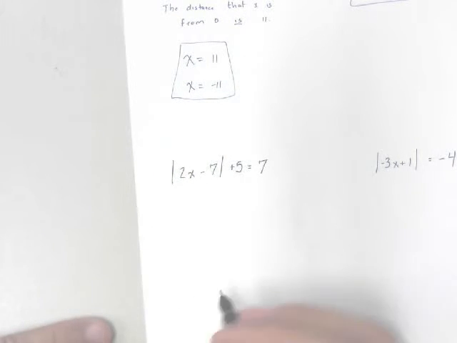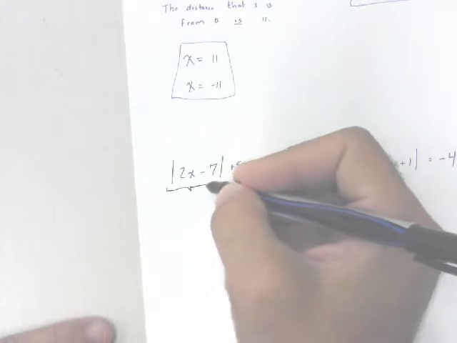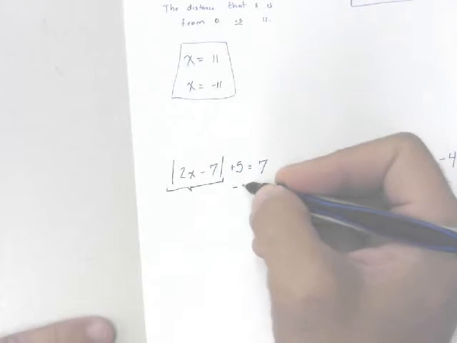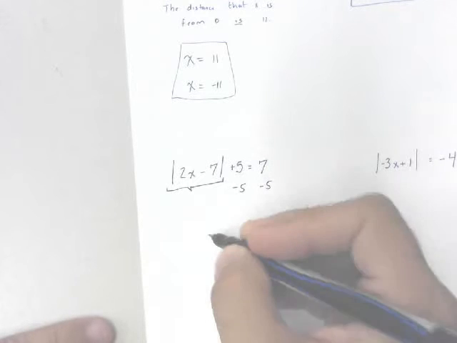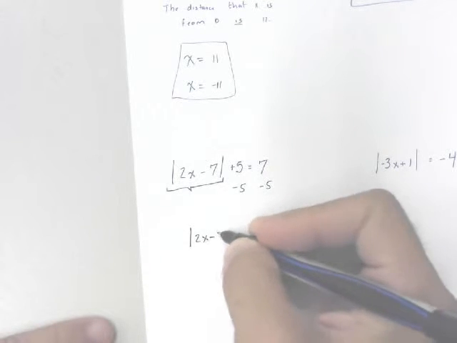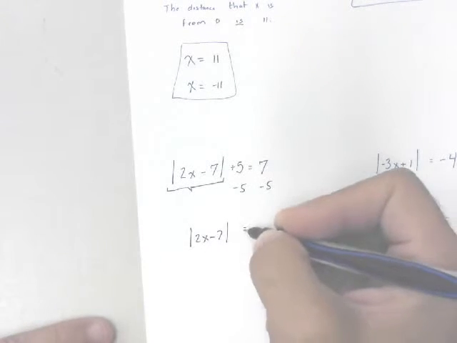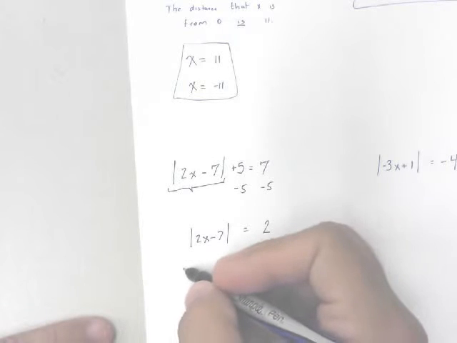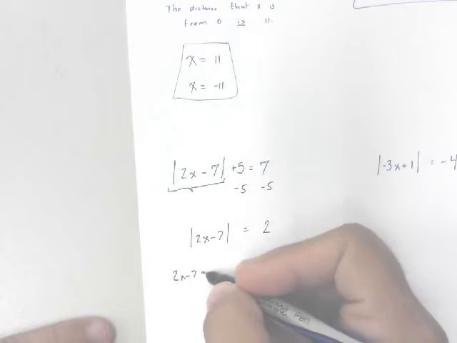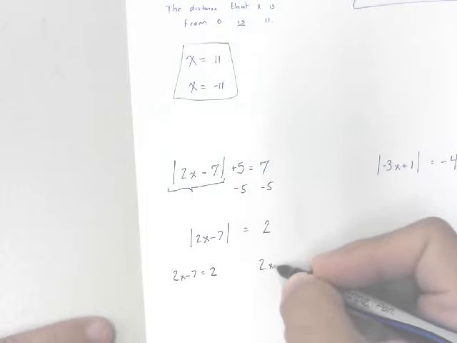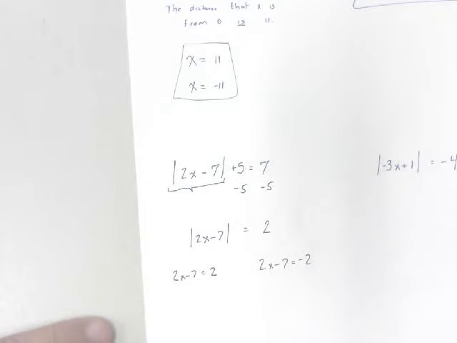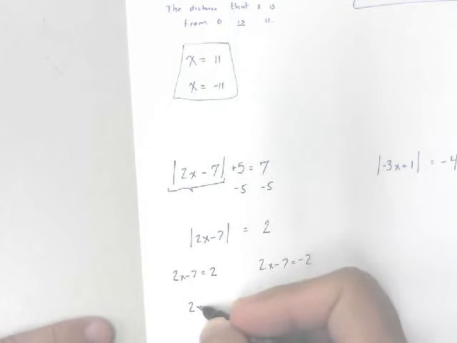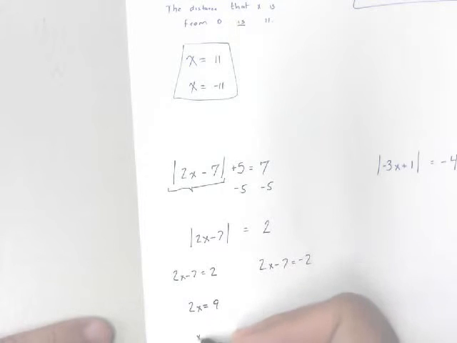Okay? Now the next problem, remember, we have to isolate this absolute value first, so we've got to subtract the 5. So now I have absolute value of 2x minus 7 equals 2. Go back to what we did earlier. Let's go ahead and try to write the two different equations. 2x minus 7 equals positive 2. 2x minus 7 equals negative 2. And we're going to go ahead and follow the steps to solve this equation.